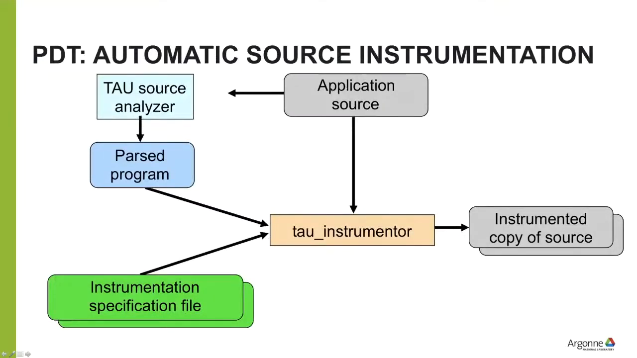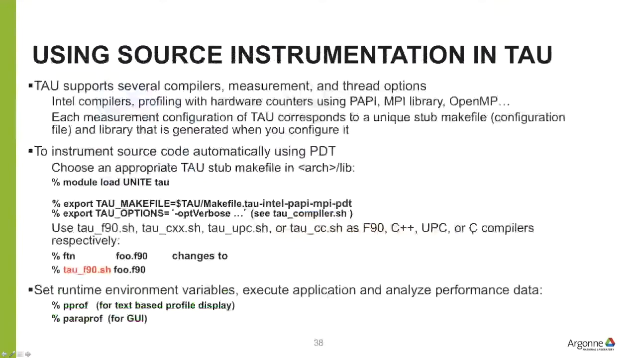It's a little bit like this, where the TAU instrumenter reads the application source, analyzes it, and then it will use the instrumentation specification file, the filter file, which includes the functions that should be excluded, and then creates the copy of the source code like this.